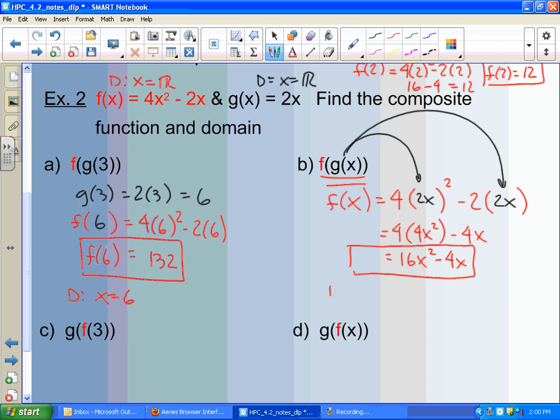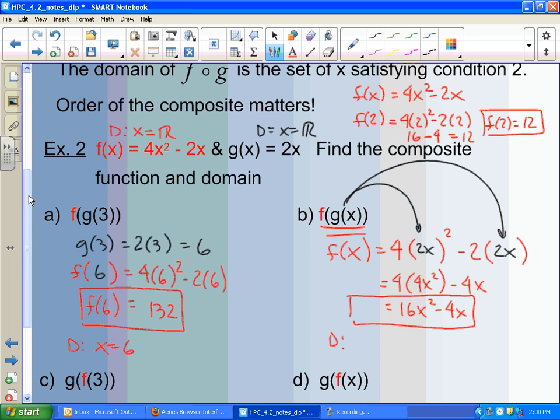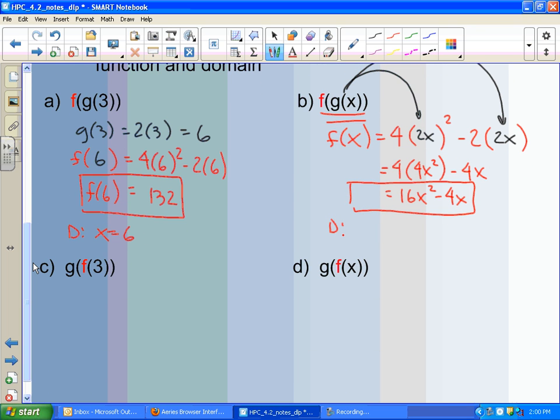All right, domain. What do you think? Domain going to be? All reals, because we ended up again with a parabola. And once again, go back and look at the originals. Their domains were also all reals, so I don't really have any restriction going on. Can anyone help me figure out when do I have to be careful with the domains of composite functions? What kind of functions are going to cause concern when I'm talking about domain, putting a function inside of another?